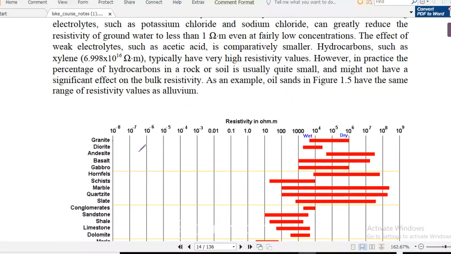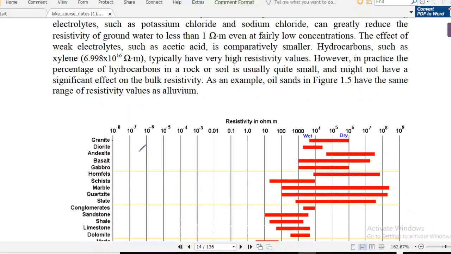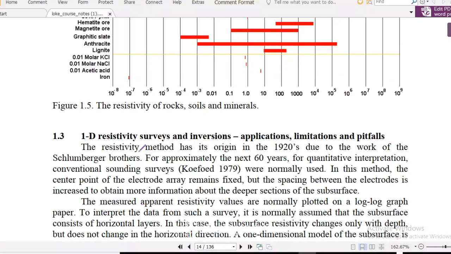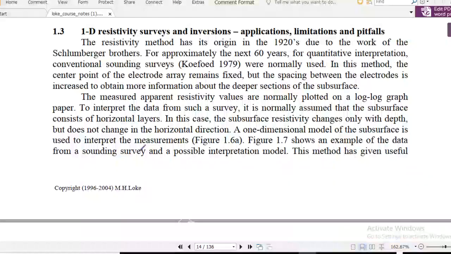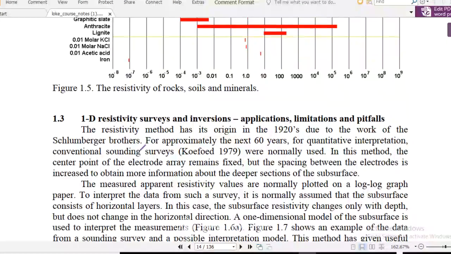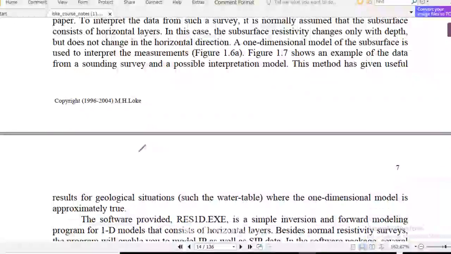However, in practice, the percentage of hydrocarbons in a rock or soil is usually quite small and might not have a significant effect on the bulk resistivity. As an example, oil sand in figure 1.5 is in the same range of resistivity values as alluvium. Okay, you can study this one. You can see from the video and take time to study it. Okay, I will proceed.